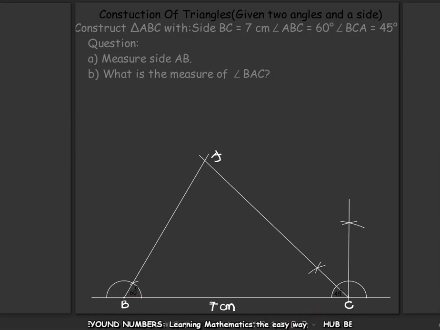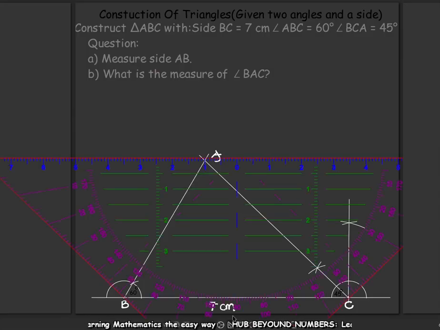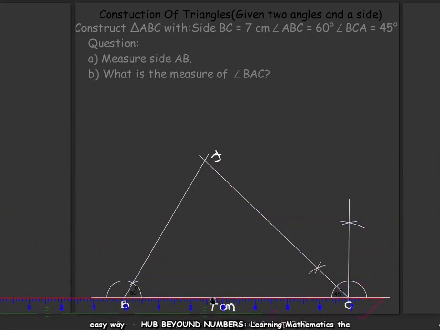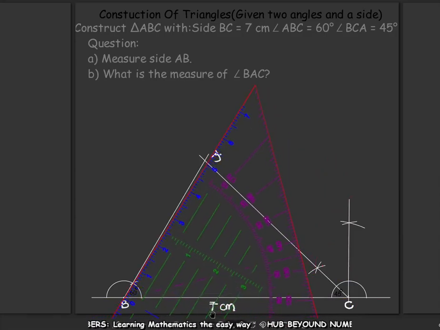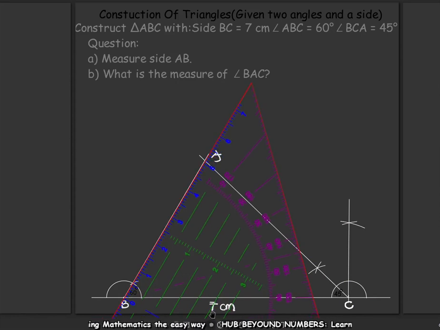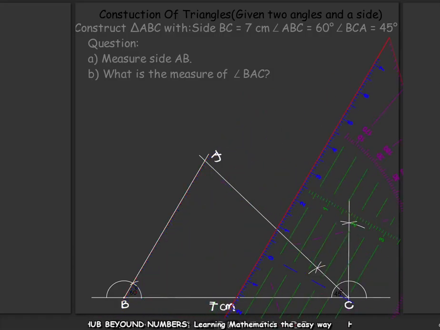Now, the remaining question says we have to measure the side AB, A to B. So you take your ruler, and then you do what? You measure that side. So from my B, I now measure this side over here. And looking at my measurements, I think I have 5.1. 5.1 exactly. So 5.1 centimeters is my measure for side AB.